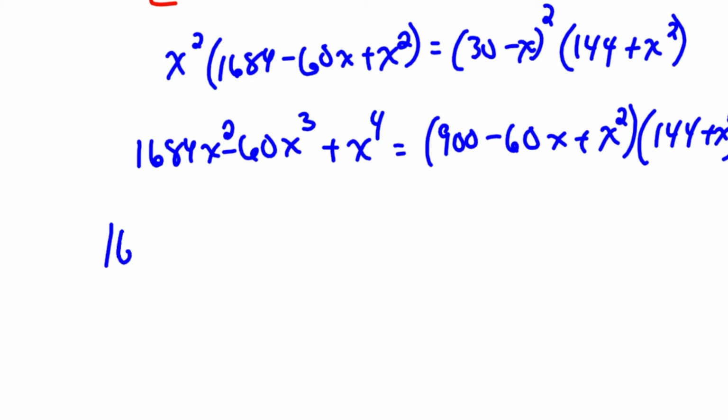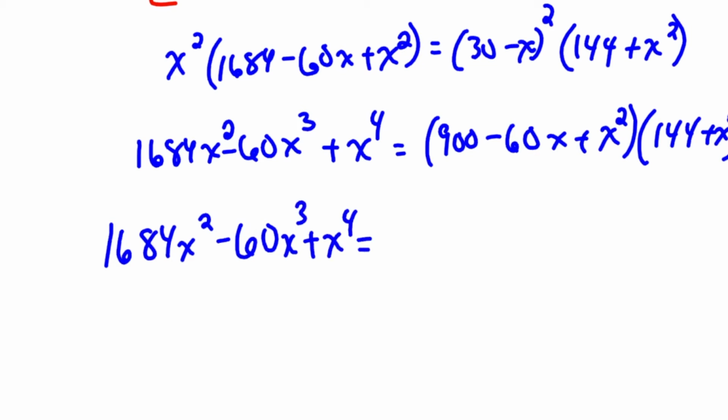Okay, 1684x squared minus 60x to the third plus x to the fourth equals. This side we've got to multiply through, okay? So we're going to do 900 times 144 equals 129,600, plus 900 times x squared is just 900x squared.